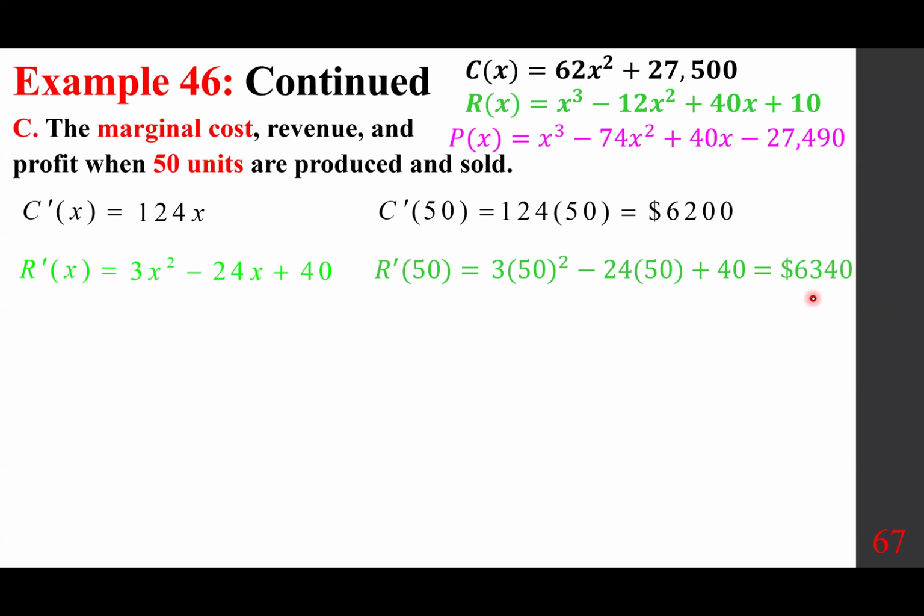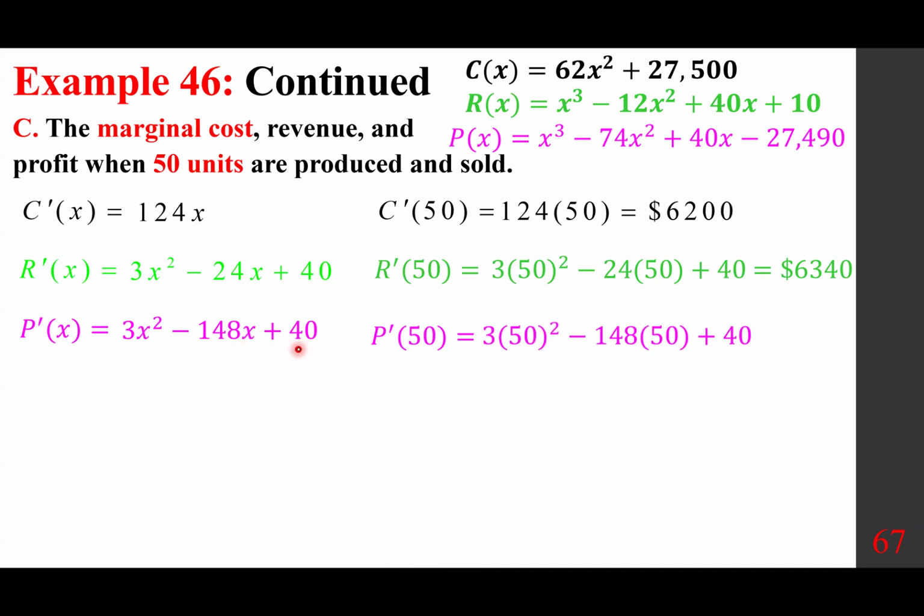P prime, 3x squared minus 148x plus 40. Plug in 50 here. 3 times 50 squared minus 148 times 50 plus 40. You put it into a calculator, gives you $140.